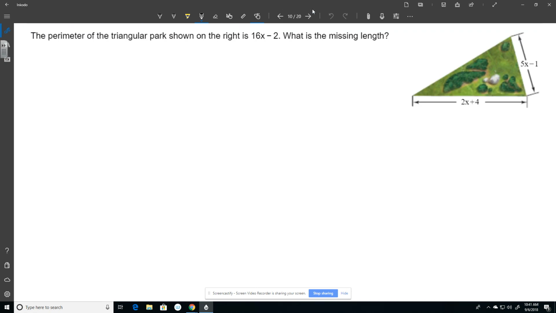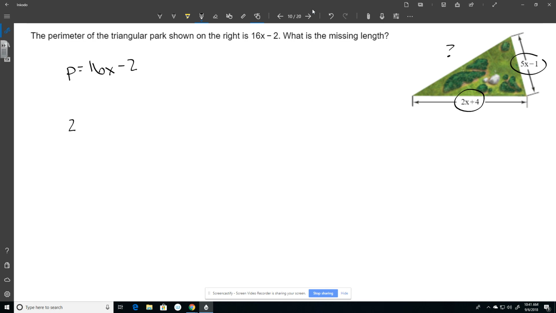All right, number 10. The perimeter of the triangular park shown on the right is 16x minus 2. What is the length? Remember, perimeter means that we add all the sides together of an object. So when I take these 3 sides and add them together, I get 16x minus 2. I know this side and I know this side, but I don't know this one. That's what we're trying to figure out.